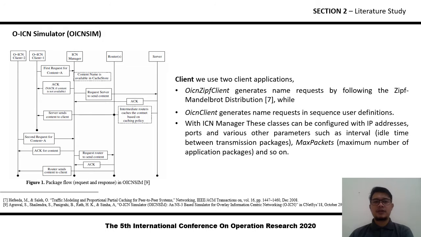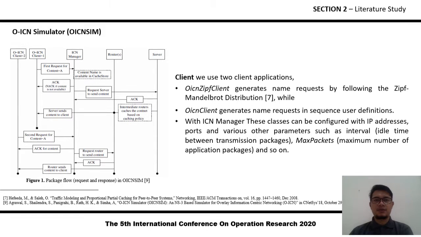First, we explain about the client. In this simulation, we use two client applications. First, OICN ZipF client generates name requests by following the ZipF distribution, while OICN client generates name requests in the sequence or user definition. With ICN Manager, these classes can be configured with IP addresses, ports, and various other parameters such as interval, idle time between transmission packets, maximum number of application packets, and so on.